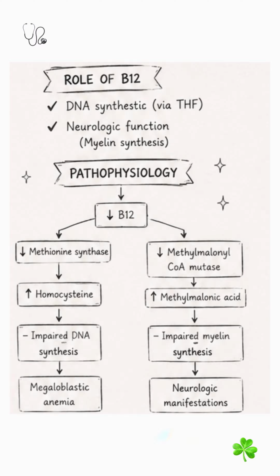Talking about the impaired DNA synthesis first, when there is a deficiency of vitamin B12, methionine synthase is not able to convert homocysteine into methionine because vitamin B12 is required as a cofactor for methionine synthase, right? So it decreases and homocysteine accumulates, and that leads to impaired DNA synthesis. Similarly, when vitamin B12 is deficient, methylmalonyl CoA mutase cannot function properly and methylmalonic acid accumulates, and that leads to impaired myelin synthesis.